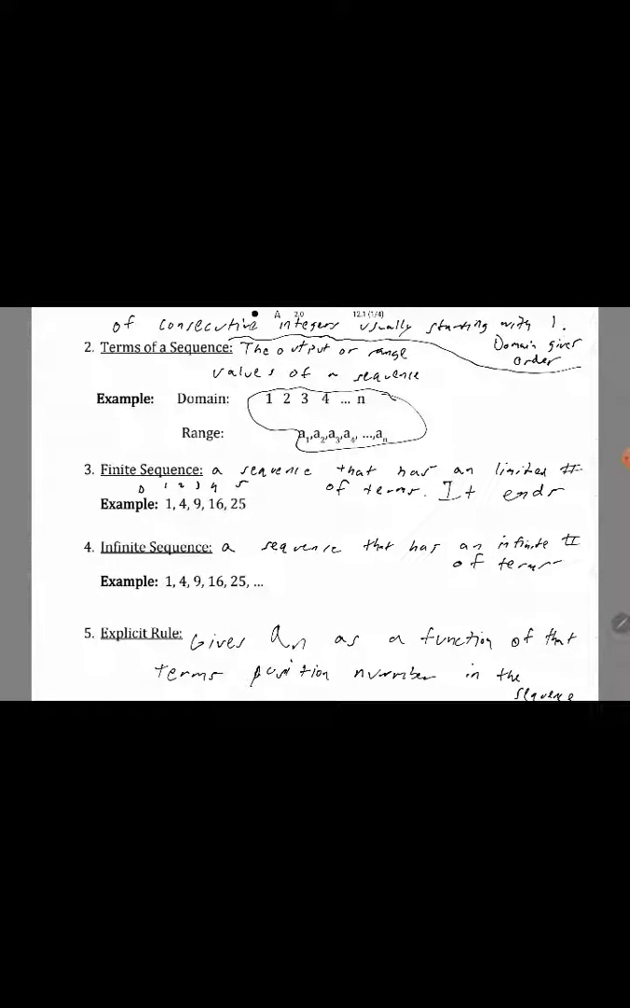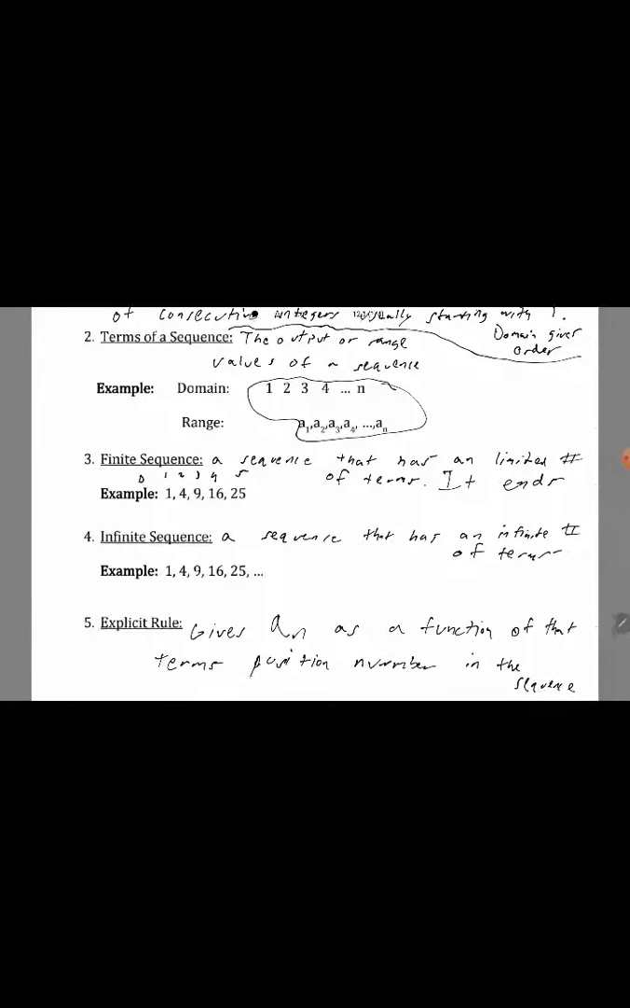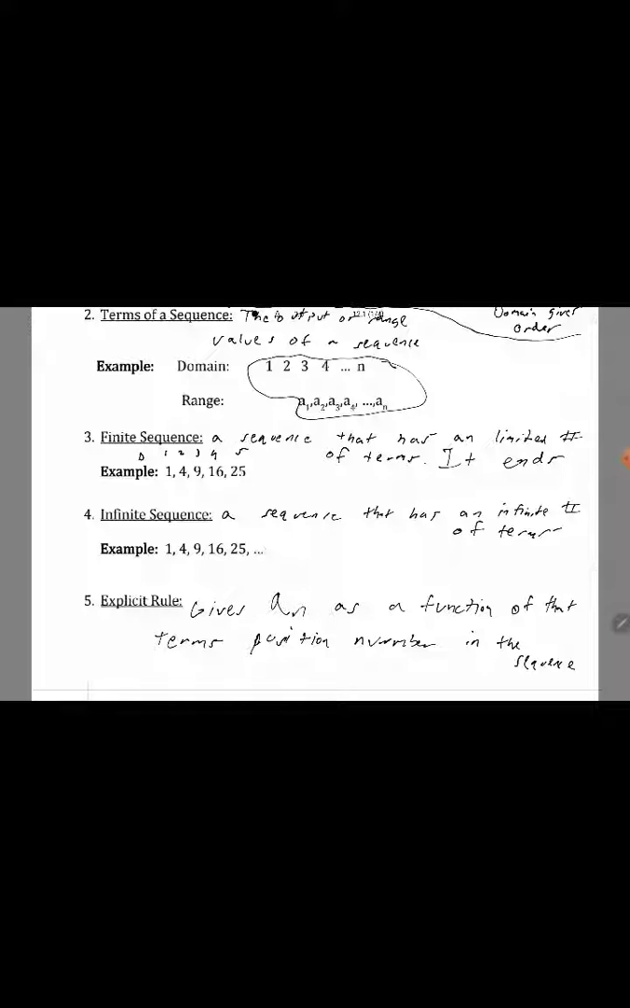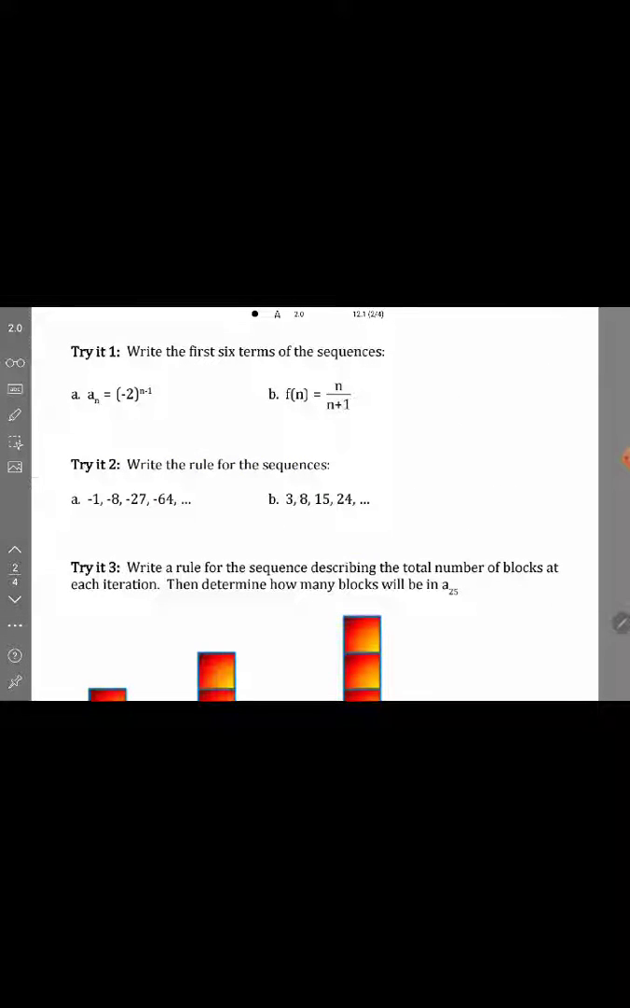Number 4, an infinite sequence has an infinite number of terms, so hence the triple dot, it goes on forever. Explicit rule: it gives a sub n as a function of that term's position number in the sequence, and we call that position number n. So let's do an example of what that means. So this is the explicit rule.